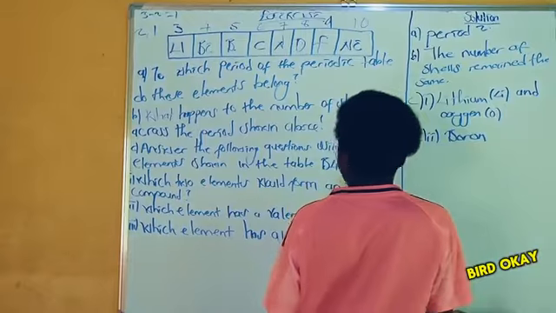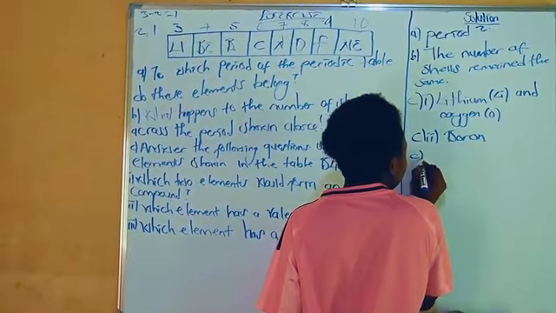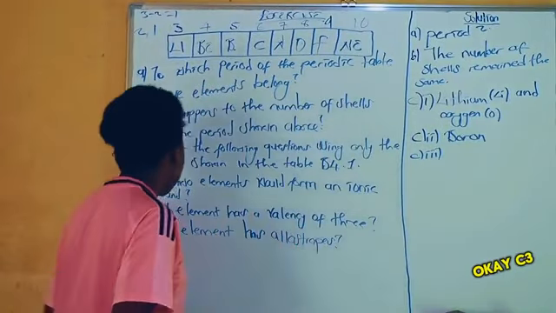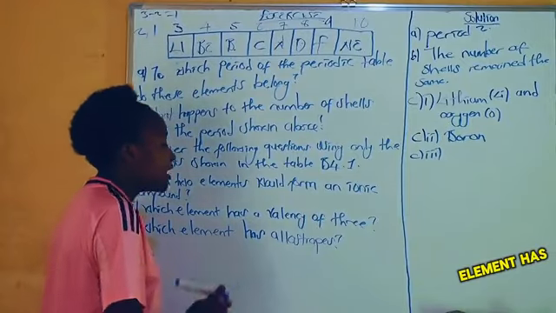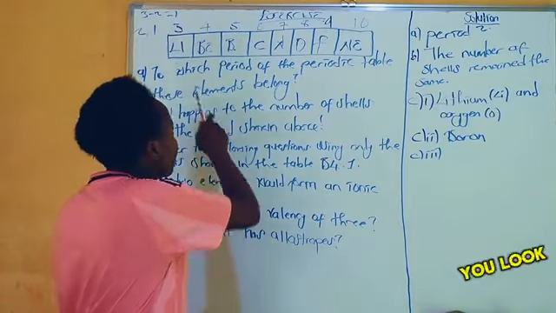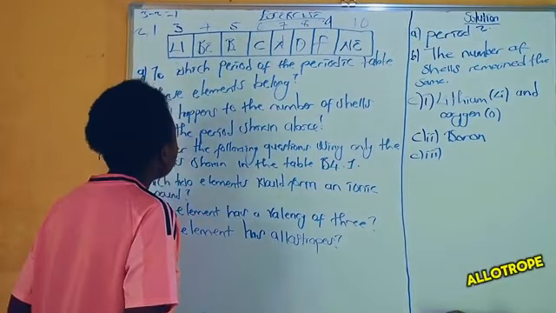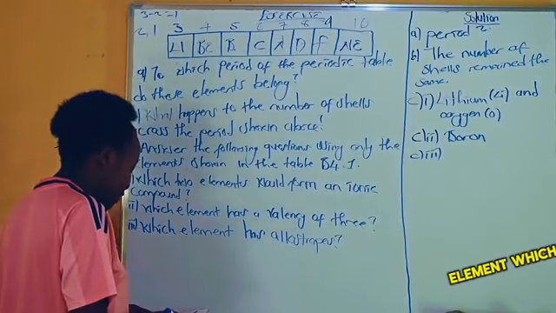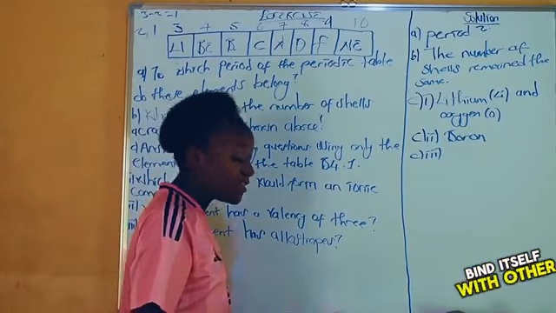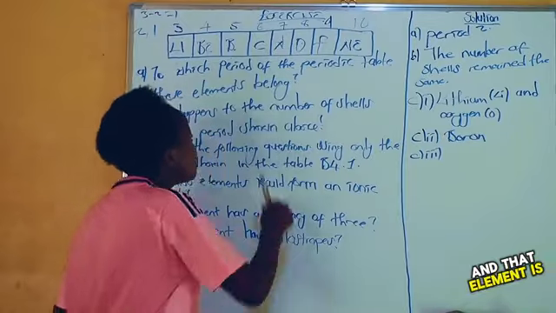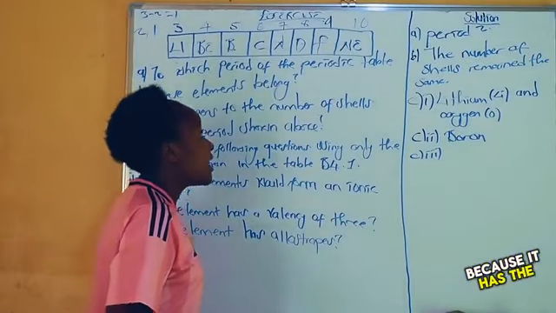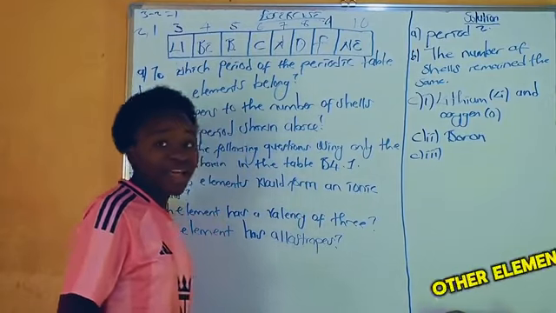Boron. Okay, we come to C3. C3 says, which element has allotropes? Okay. So here when we look at the element that has allotropes, we are going to look at mostly the element which has the ability to bind itself with other elements. And that element is what? It is carbon. Henceforth, carbon is the allotrope. Because it has the ability to bind itself with other elements.